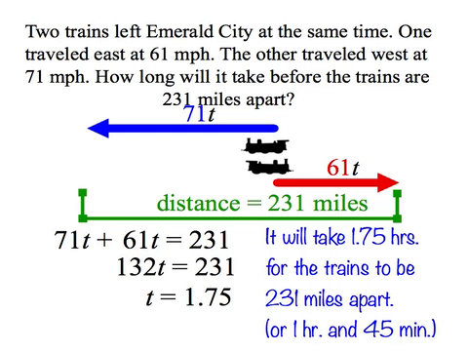And once again, you can take the 1.75, substitute it in for t in the original equation, and check it out to make sure that 71t plus 61t is equal to 231. I've checked mine. I hope you'll check yours.